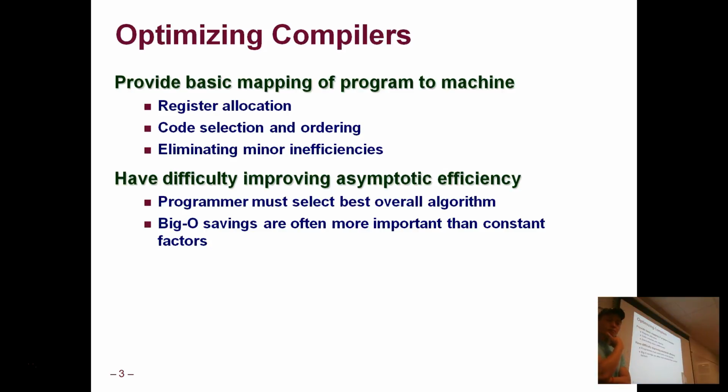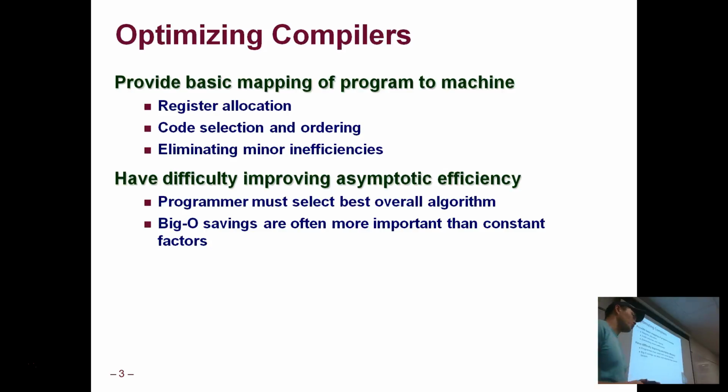We talked about the compiler, and what the compiler is going to do is take your high-level C program and figure out a mapping of that program onto the machine. It's going to try and allocate registers for your variables. It's going to figure out what code to use and the ordering that the code shows up in your assembly. And then it might eliminate minor inefficiencies in your code. But it really has a difficult time improving what they call asymptotic efficiency.